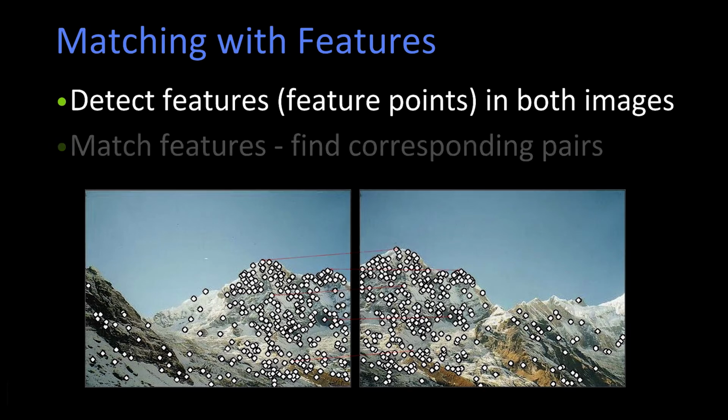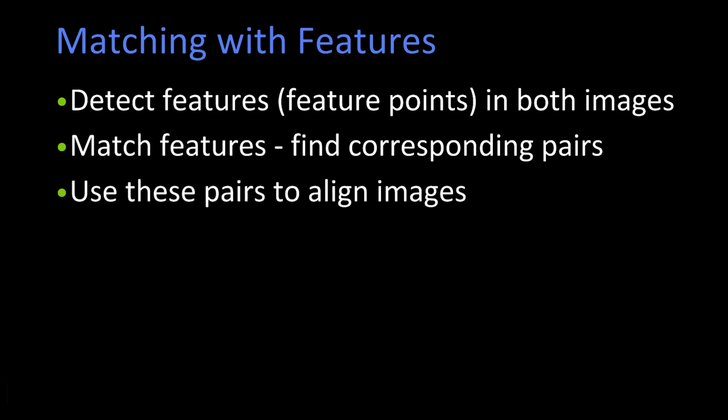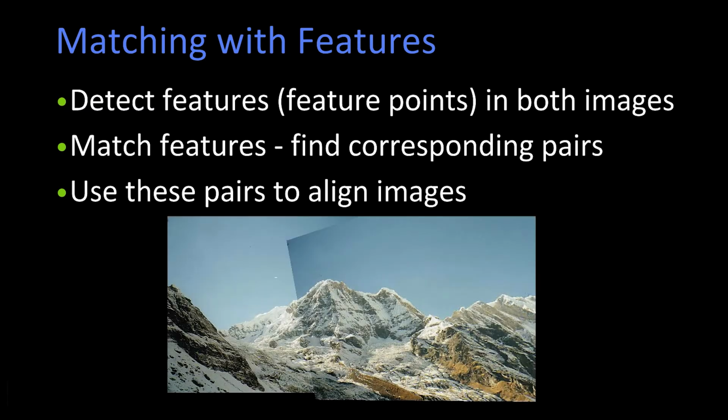So here we've detected a bunch of points in both images, and these are going to be our feature points. The next thing we have to do, and just looking at this, it looks a little bit like a mess, we need to find the corresponding pairs. That tells us how we need to transform one image to the next. And then we can use those pairs to align the images. And if we do that in this particular example, you get something that looks like this.